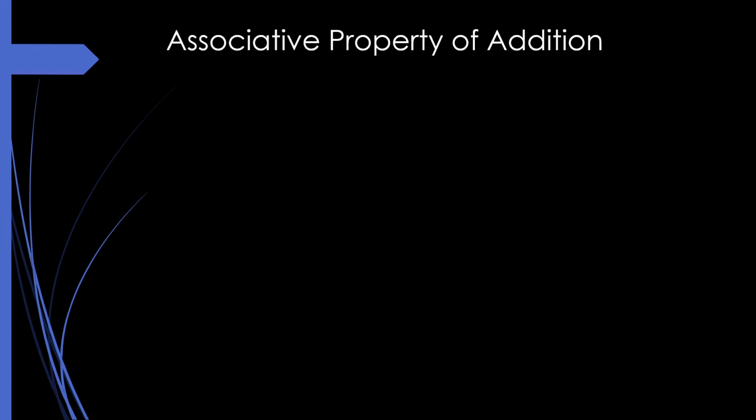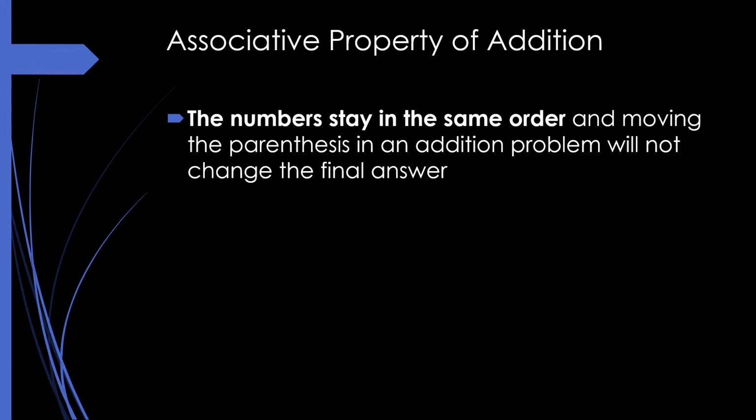Okay, the second property is called the associative property of addition. The associative property is where your numbers stay in the same order, and here we are going to be moving parentheses around in our problem. So what that looks like is something like this. I have 2 plus 7 plus 10, 2 plus 7 plus 10. Notice my parentheses in this first one are around my first two numbers, and then in the second one all I did was move my parentheses to the very last two.